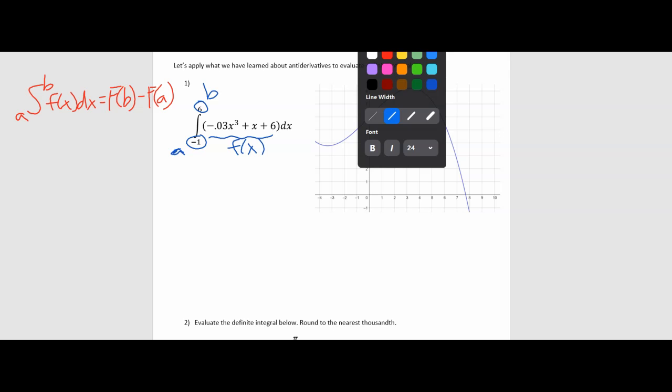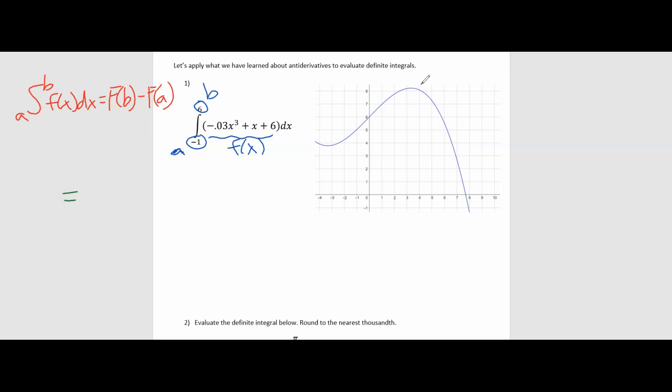All right, so the antiderivative of f, actually, we'll just write down what f is first. So the antiderivative is denoted by capital F. So f of x here would be negative 0.3 all over 4 times x to the fourth plus 1/2 x squared plus 6x plus c.